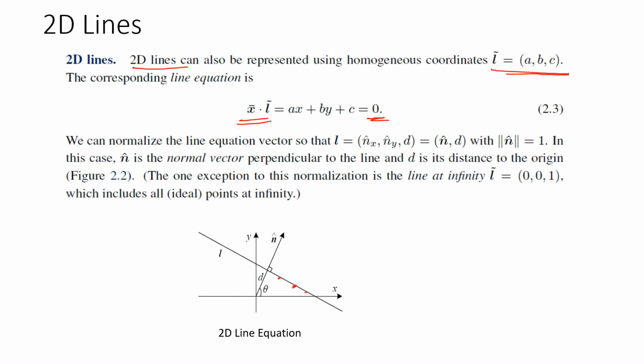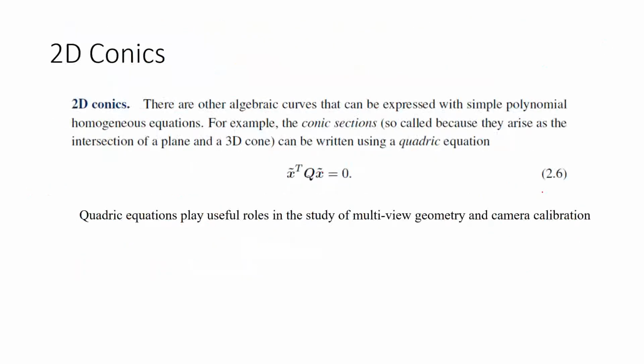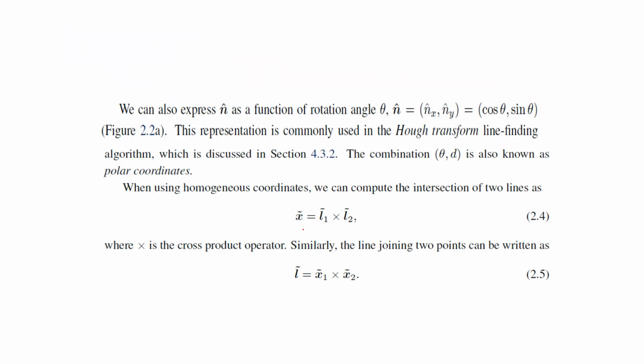So instead of a comma b comma c, we can represent n bar x comma n bar y comma d if n is equivalent to 1. So we know that n cap is this distance and theta is the angle between the origin and the line. And we can say if the line is at infinity, in this condition, it is 0 comma 0 comma 1. And this equation is used to represent the intersection of two lines.